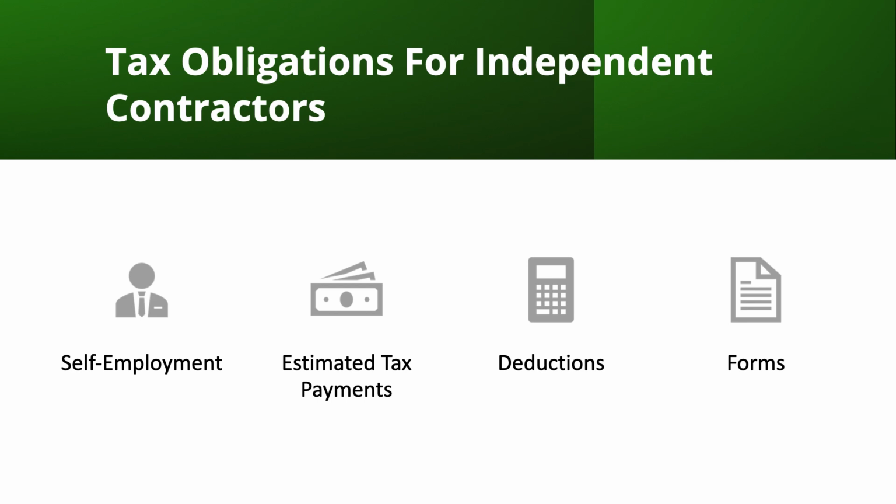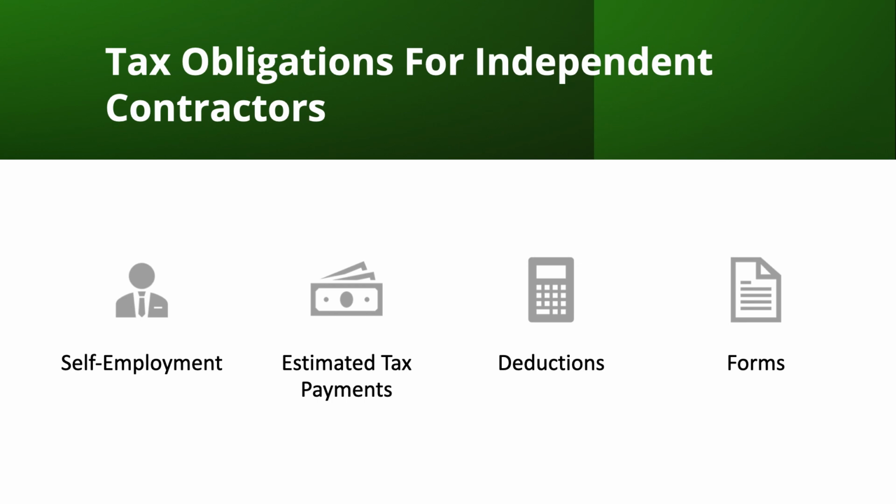So independent contractors are subject to self-employment taxes, which again consists of Social Security and Medicare taxes. Self-employment taxes are calculated as a percentage of the contractor's net earnings from self-employment, which is calculated as the gross income minus deductible business expenses. Again, for the last couple of years, the self-employment tax rate has been 15.3%, 12.4% being Social Security, and 2.9% being for Medicare.